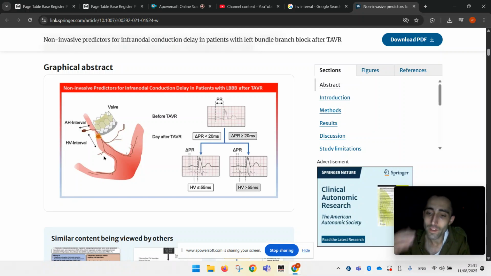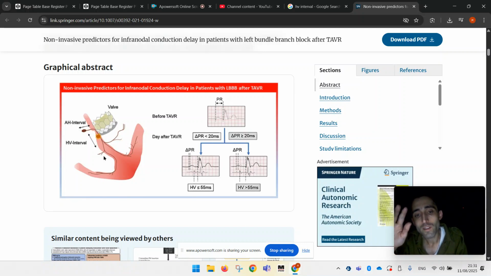And when it is prolonged, we are talking about three categories. One is between 55 to 69; let's call it mild. Moderate is between 70 to 100, and severe is more than 100. It tells us the risk, for example, of progressing from just a pathology of prolonged interval of electrical activity propagation to block.